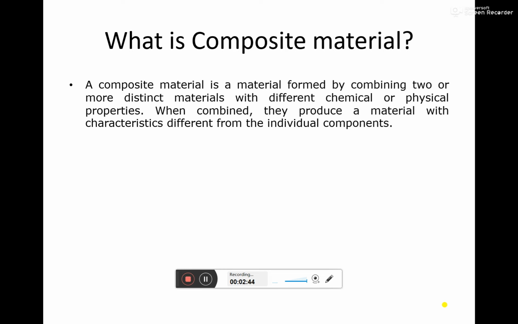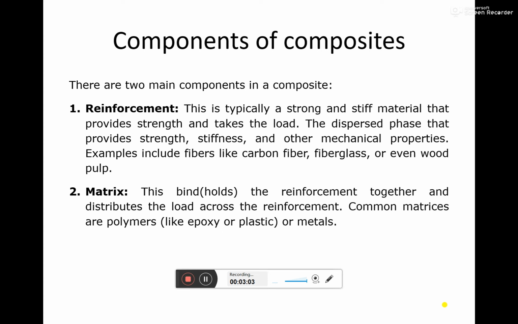So a composite material is a material formed by combining two or more different materials with different chemical or physical properties. This composite material mainly consists of two components. I already mentioned that whenever we combine two or more materials, it is known as a composite material. Whenever you are mixing two or more materials, one should be the reinforcement and another should be the matrix. These are the two main components of the composite material.